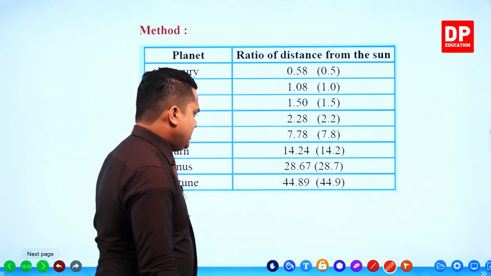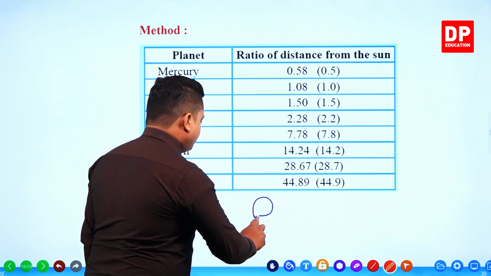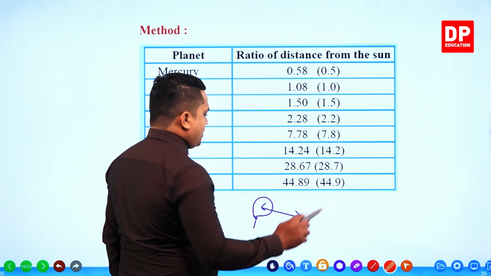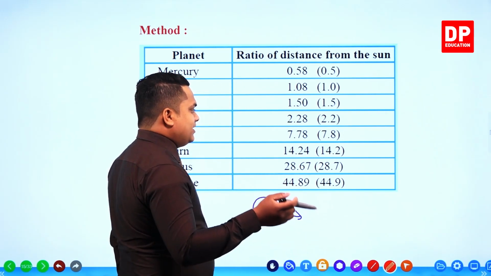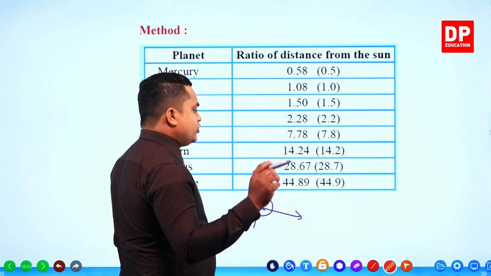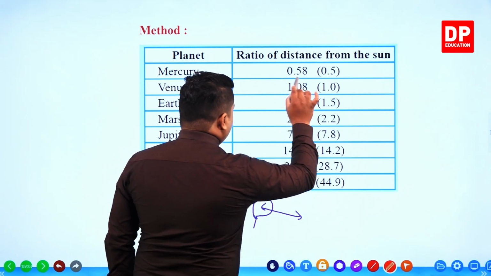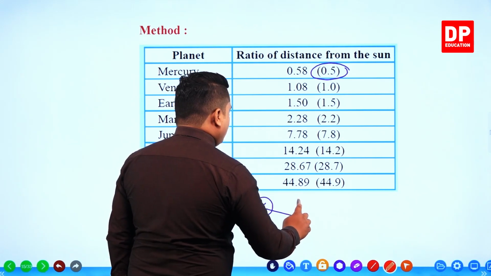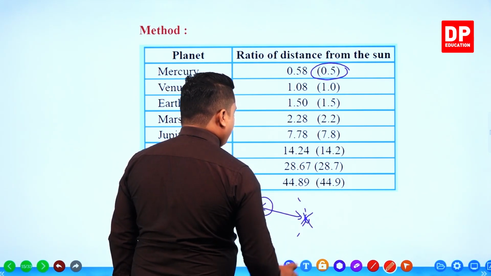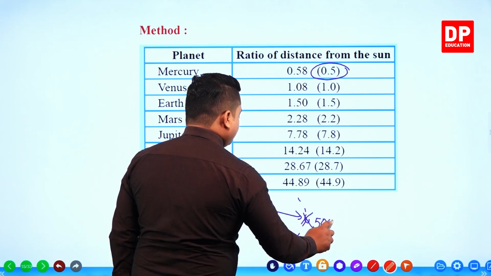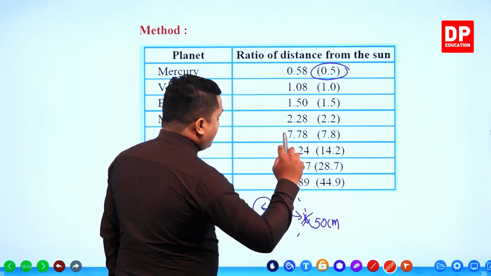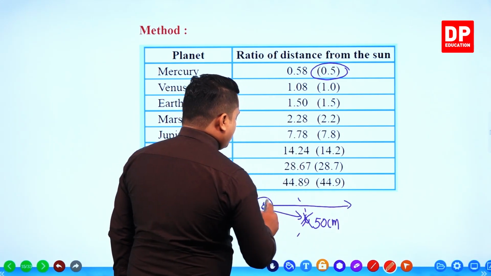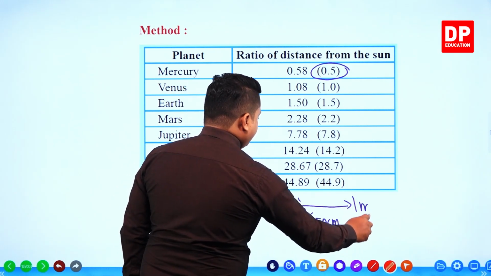It's really simple. You place the balloon like this. Then after that, you measure the distance. Now you have a certain scale. We'll imagine that you guys have a meter ruler. So the first one should be 0.5. 0.5 means around 50 centimeters, you have to mark one place. 50 centimeters. Then the next one, 1.08, rounded off to 1. So the second mark should be exactly 1 meter.